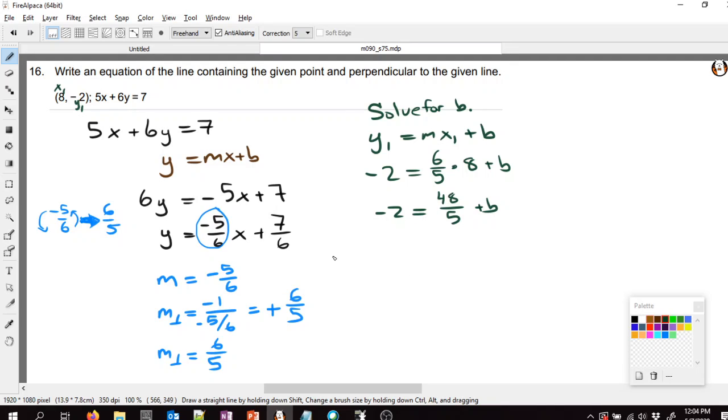And I guess we'll subtract it over. So that's -2 minus 48 over 5. That's b. -10 over 5 minus 48 over 5 is b. -58 over 5 is b.